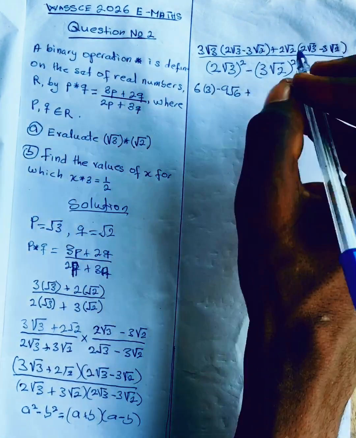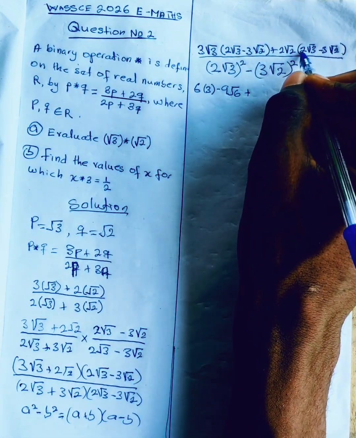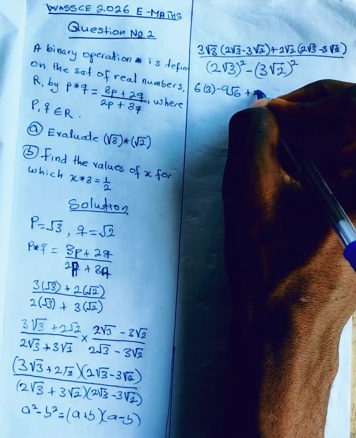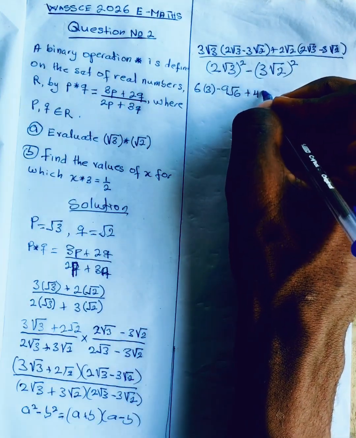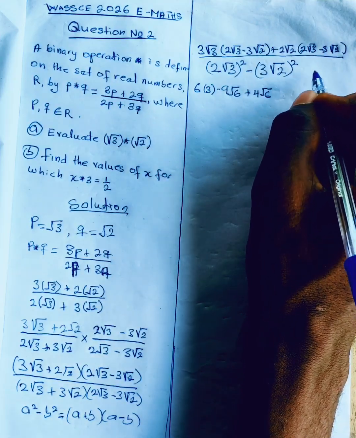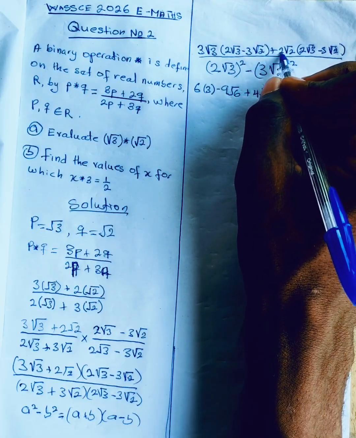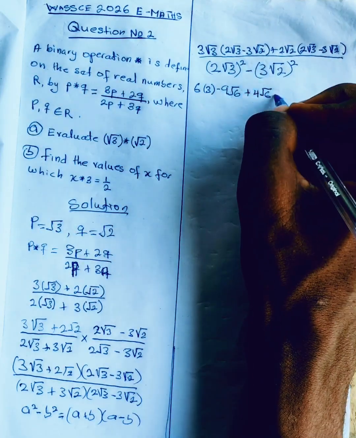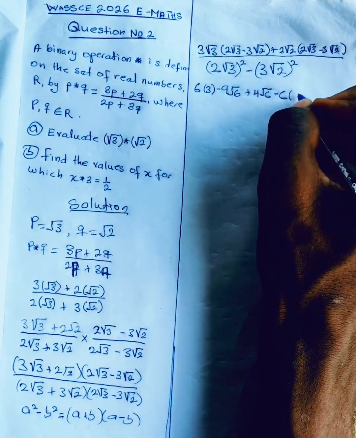Plus, now we are going to expand this one too. So this times this will give you 4. Root 2 times root 3 will give you root 6. Now when you expand this one, this will give us 2 times 3, negative 2 will give you negative 6. Then root 2 times root 2 will give you 2.